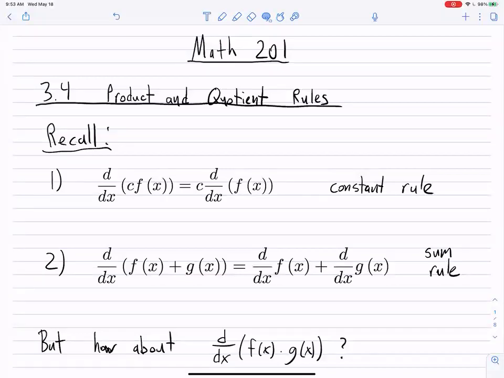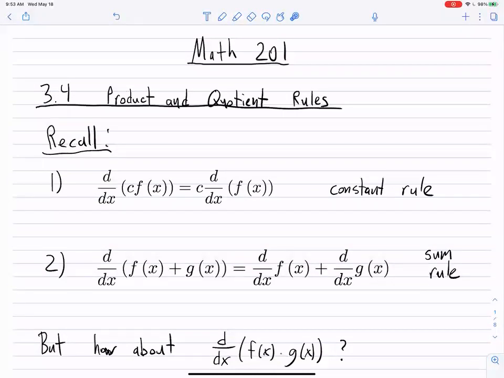Hello, Math 201. Welcome to week 3, where we start techniques of differentiation. Today we're going to continue our shortcuts on ways to calculate derivatives, and we're going to introduce two new rules called the product and quotient rules. They'll help us take the derivatives of products of functions and quotients of functions.